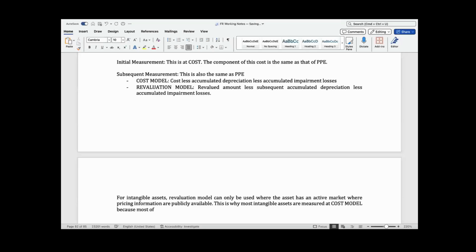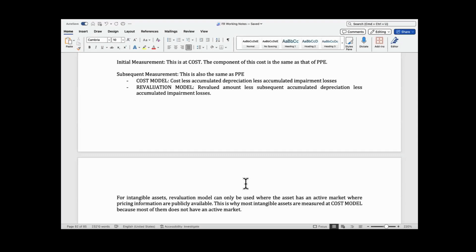Most of them do not have an active market. There is no active market for them. Is it software? Is it websites? Is it patents? Is it licenses? In practice, you will use the cost model.